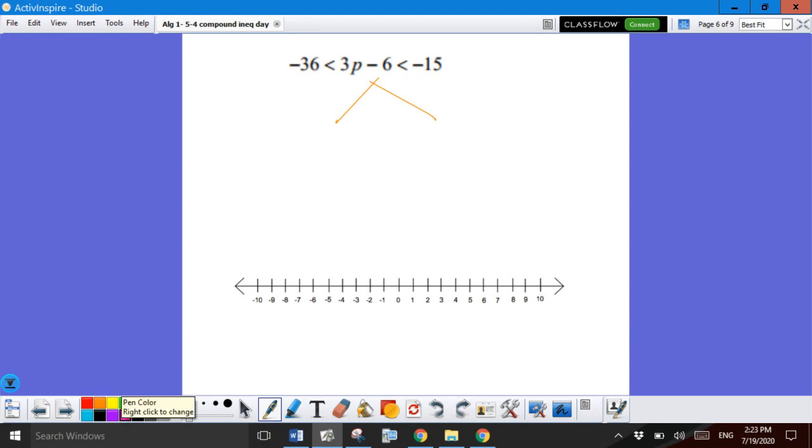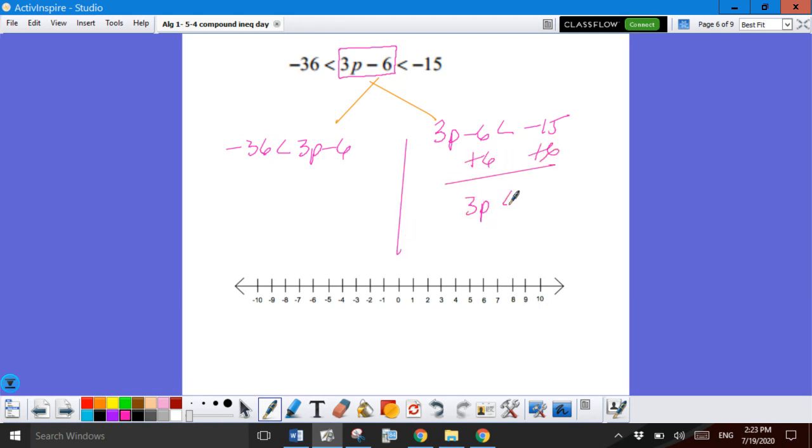All right, let's see how you did. Remember, the middle piece is the bread. So 3p minus 6 less than negative 15, negative 36 and 3p minus 6. All right, so we're adding 6. So 3p and negative 9. P is negative 3. So I have negative 3 less than open circle to the left. I'm adding 6.